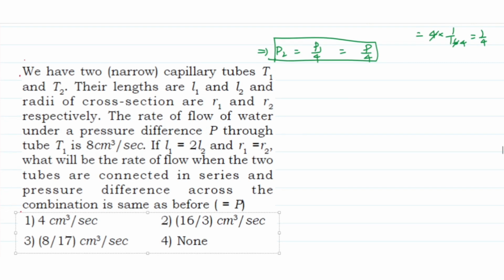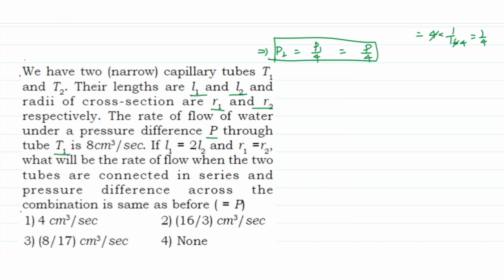Look at the next question. The next question says we have two capillary tubes T1 and T2. Their lengths are given as L1 and L2, and their radii are given as R1 and R2. The rate of flow of water under a pressure difference P through T1 is given.